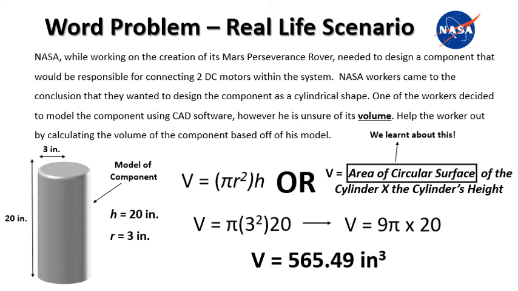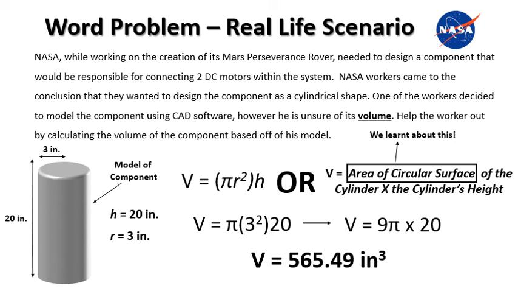So for number 6, we're given a word problem, a real-life scenario. NASA, while working on the creation of its Mars Perseverance rover, needed to design a component that would be responsible for connecting two DC motors within the system. NASA workers came to the conclusion that they wanted to design the component as a cylindrical shape. One of the workers decided to model the component using computer-aided design software. However, he is unsure of its volume. Help the worker out by calculating the volume of the component based off of his model.